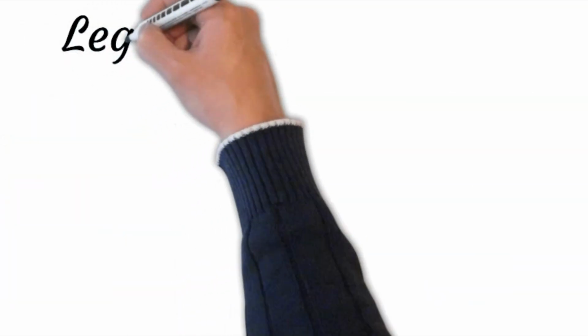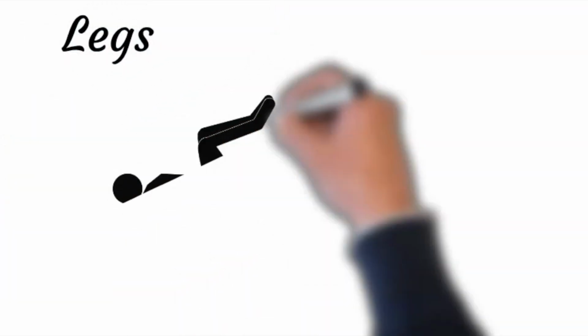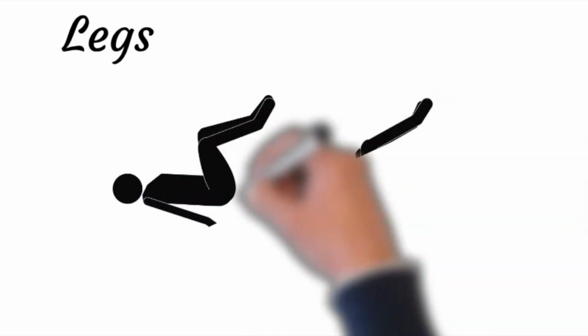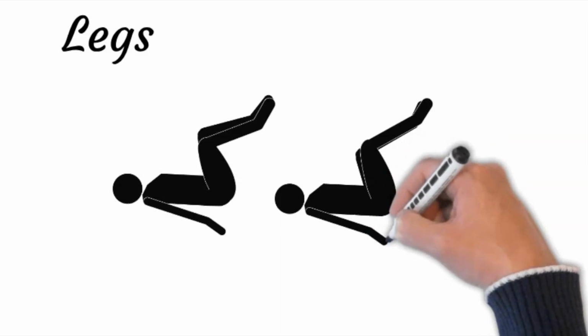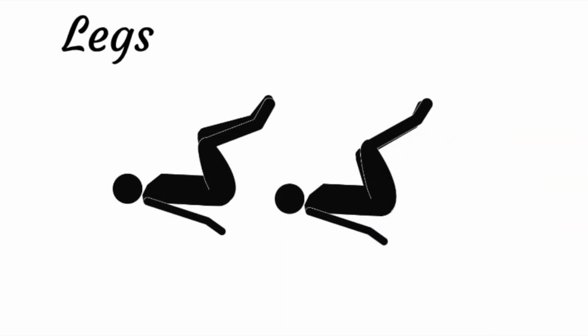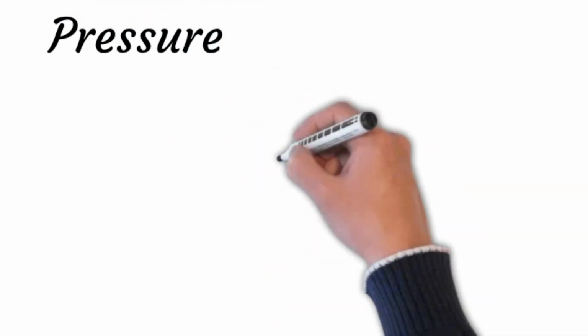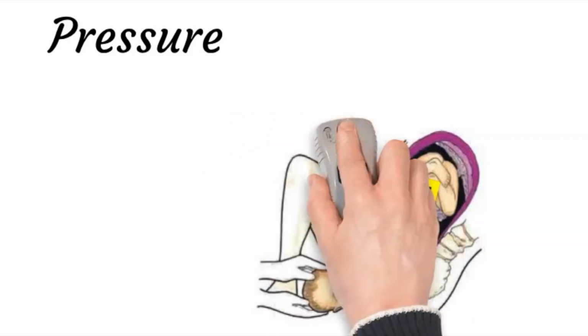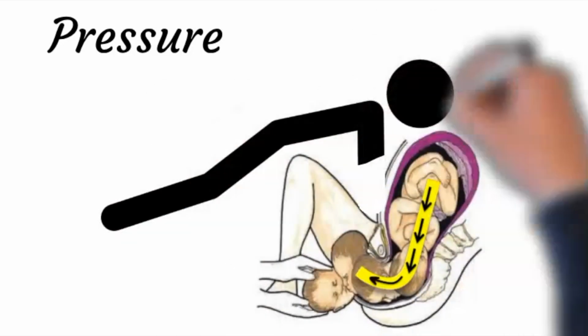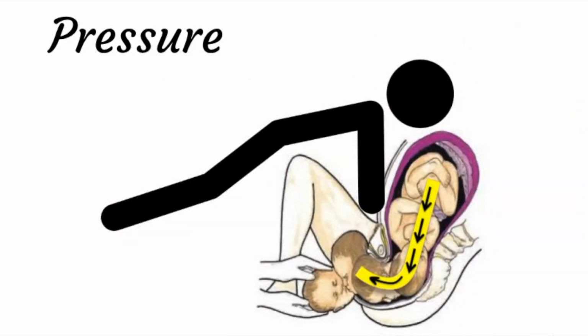L is for legs, commonly known as McRoberts maneuver. That involves flexion and abduction of the hips, which lead to flattening of the sacrum and increase in the anterior-posterior diameter. P is for pressure, which is a suprapubic pressure that's performed by another individual. The pressure should be directed on the posterior aspect of the anterior shoulder.